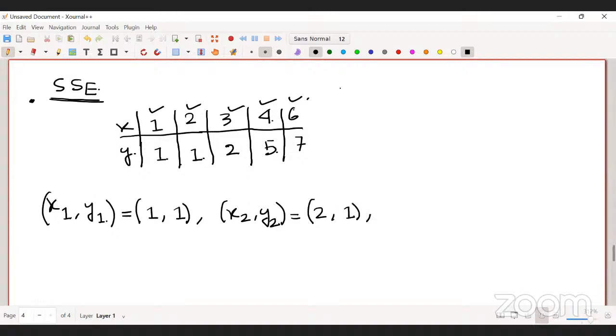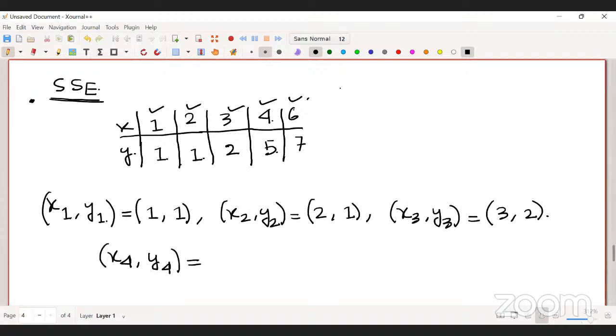Which is 2, 1, 3, 2, x3 and y3. The next one is x4 and y4, which is 4, 5, and the last one is x5, y5, which is 6, 7.